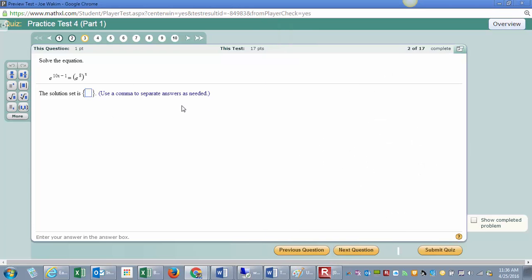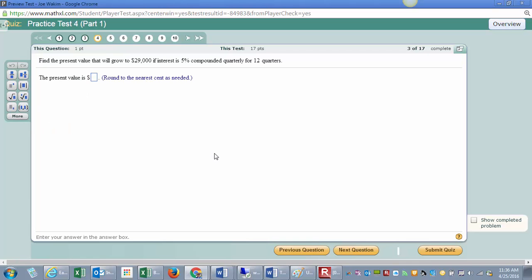Use a comma to separate answers as needed. It's only one answer, so we don't need to have any decimal part here. Number 4. Find the present value. So here is another problem.